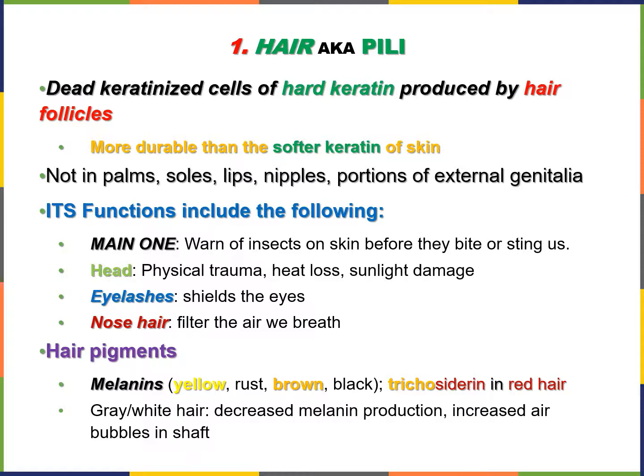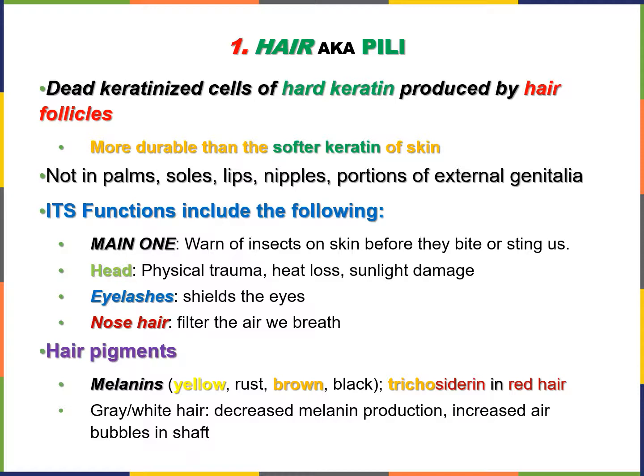Now, hair, also known as pili for plural. It's dead keratinized cells of the hard keratin type produced by hair follicles. And usually a follicle is a little histological entity that produces something, like follicles in the ovaries produce the mature oocyte or secondary oocyte that is going to be ovulated, or the follicles in the thyroid gland produce thyroxine hormones. So these then are dead keratinized cells of the hard type produced by the hair follicles. They're more durable than the softer keratin that we'll find in skin.